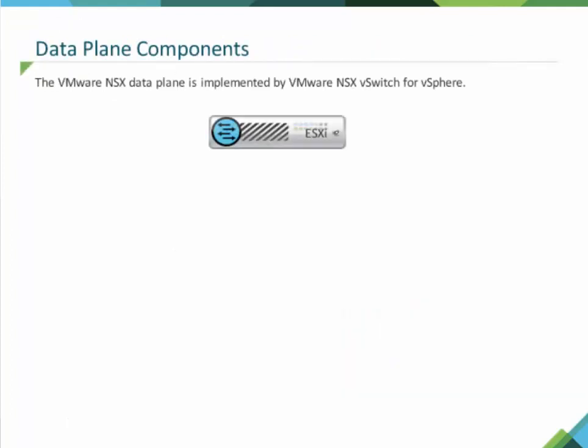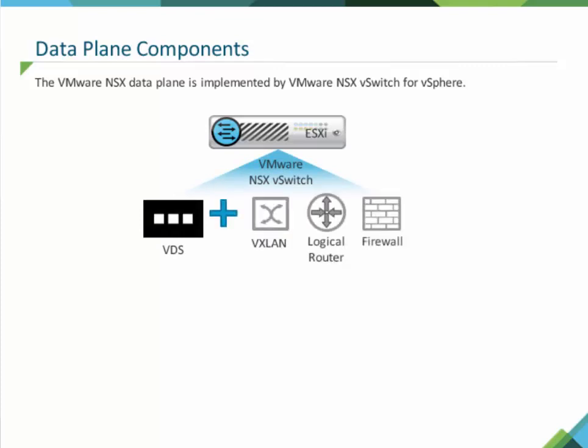The VMware NSX data plane is implemented by VMware NSX vSwitch for vSphere. This virtual switch is based on the vSphere distributed switch with additional components added to enable rich services. These add-on components include kernel modules, distributed as VMware Installation Bundles, or VIBs. These modules run within the hypervisor kernel, providing services including distributed routing, distributed firewall, and VXLAN to VLAN bridging.